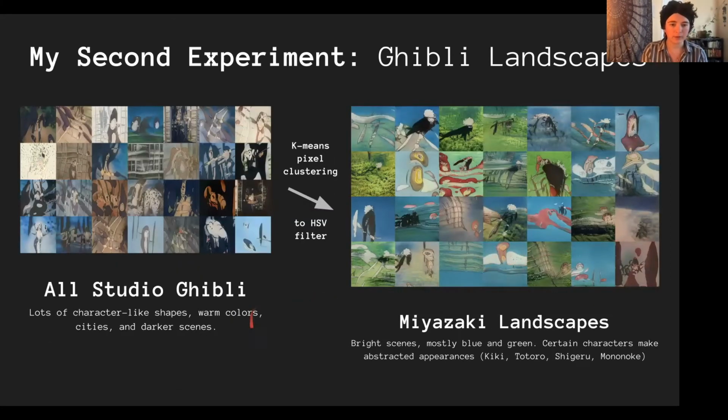On the left, you see the original Studio Ghibli model that I trained, and on the right, the new model that was trained only on the landscapes. I really liked the color palette of these, but you definitely still can see some characters making appearances. Kiki from Kiki's Delivery Service, I think, pops up in some locations. Totoro definitely makes an appearance. Shigeru from Spirited Away and Princess Mononoke, I think, also makes some appearances. It's just kind of funny to see.